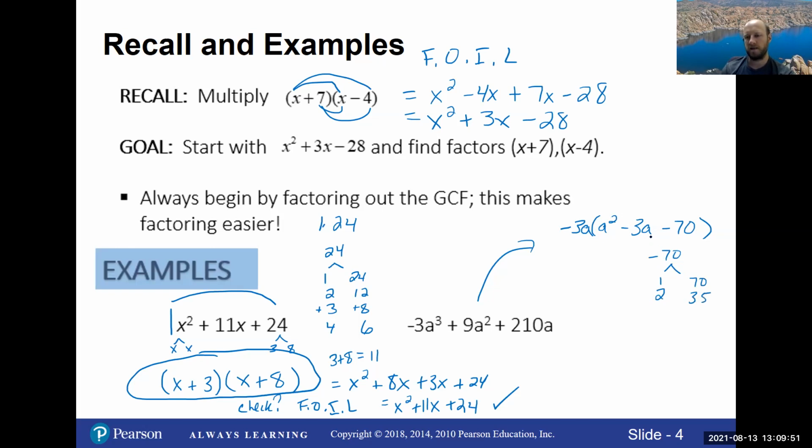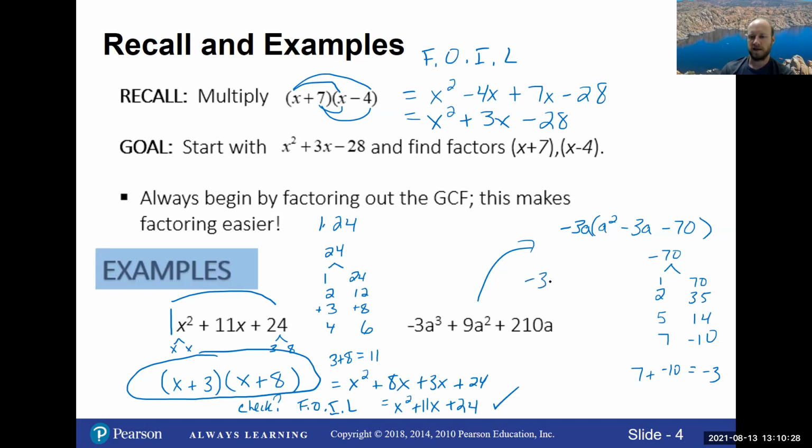2 and 35, that definitely doesn't give me a 3. What else is there? Well, I know there's 5 and 14, that's still not going to give me 3, and then 7 and 10, maybe there's other factors. But I know that 7 plus -10 does give me the -3 that I'm looking for. So these are my two numbers that I want.